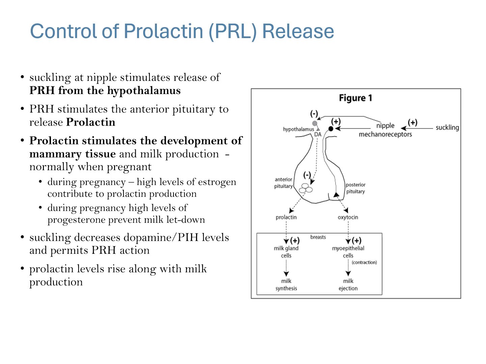While suckling increases PRH production, suckling also decreases prolactin inhibiting hormone levels. So we get rid of the antagonist to PRH because of suckling. Prolactin levels are going to rise along with milk production.